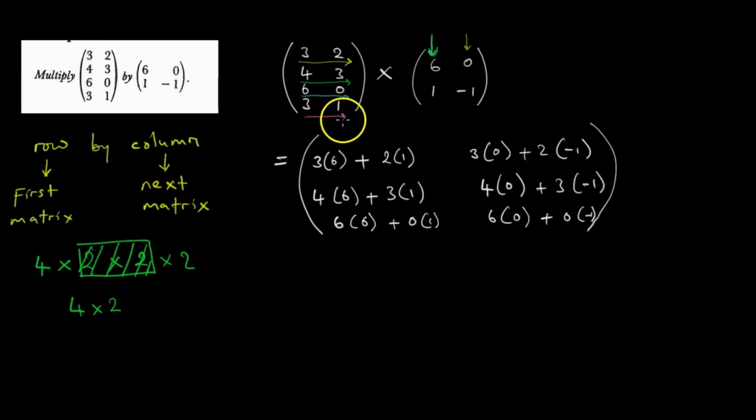Then we also do the same. Take this row, multiply it by this column, then multiply it by that column. That means it's going to be 3 multiplying 6 plus 1 multiplying 1. Then 3 multiplying 0 plus 1 multiplying minus 1. Like that. So it's special. And I really hope you see how it has gone.